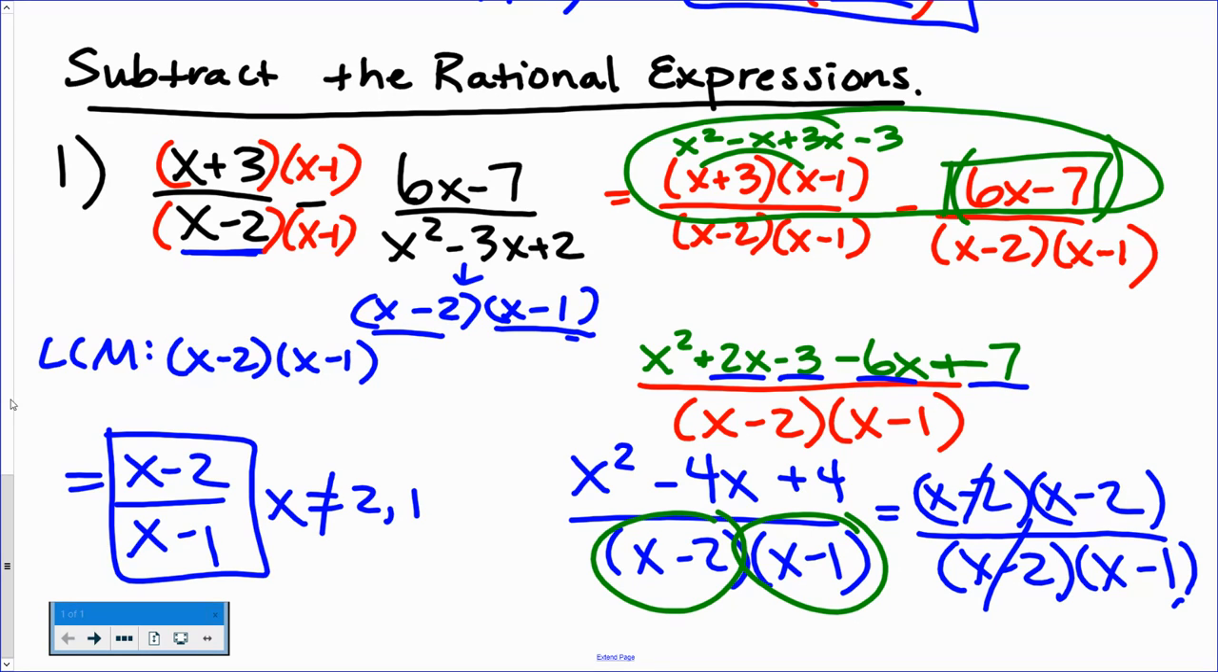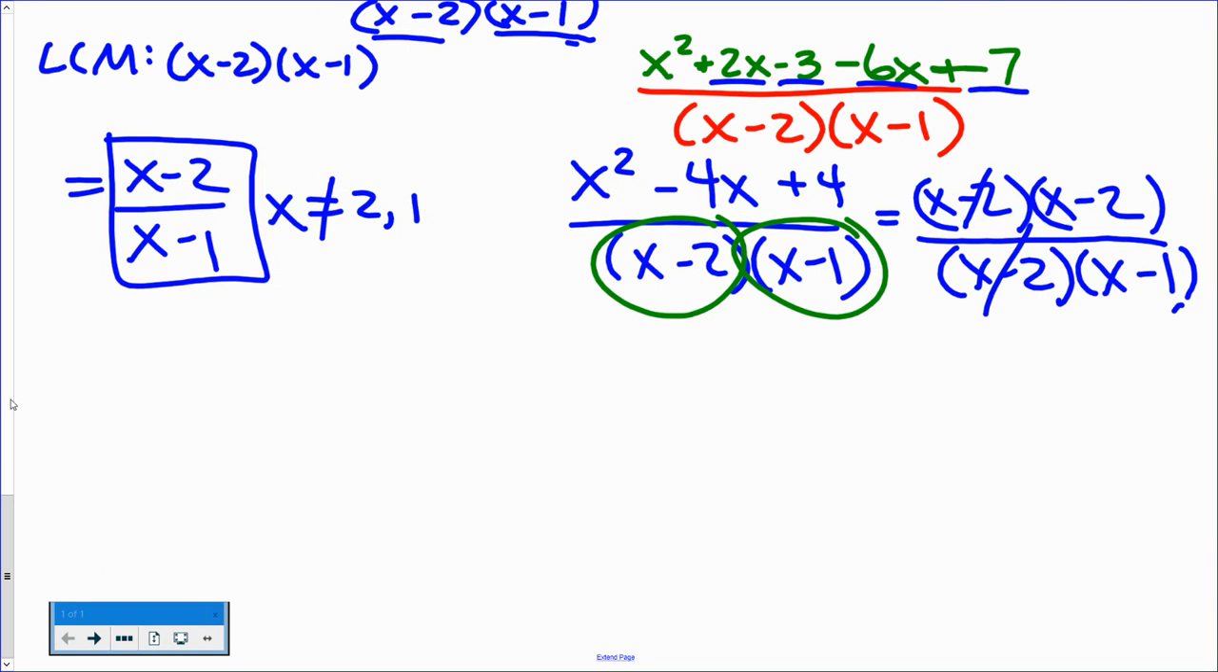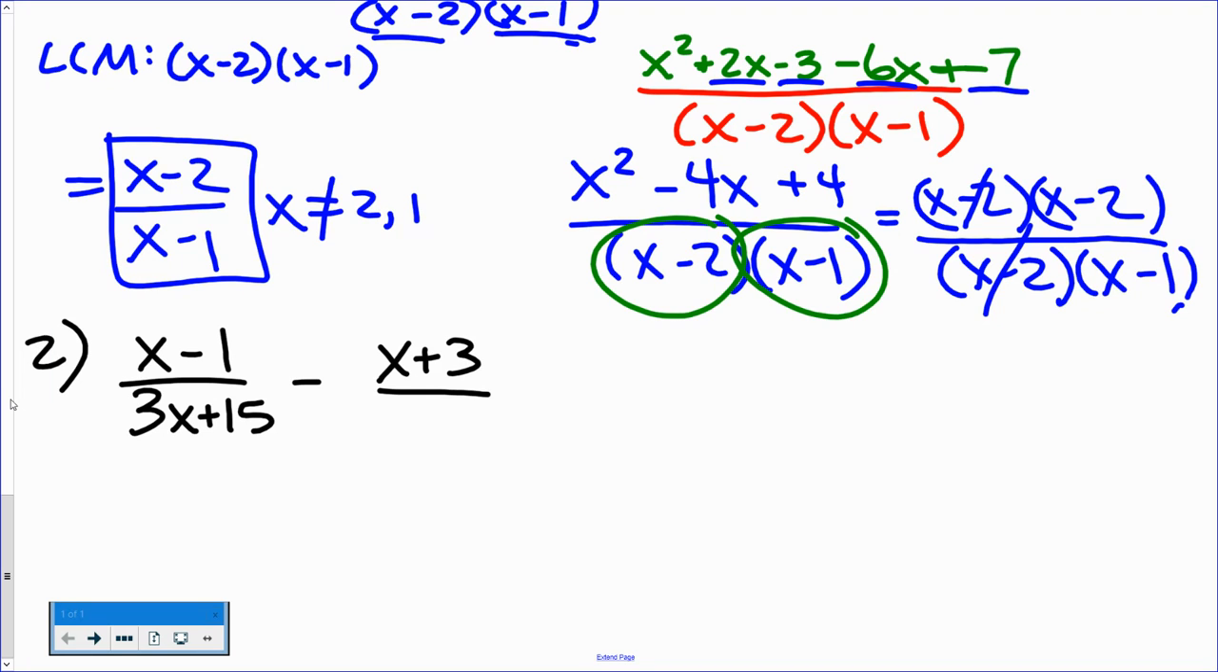Okay, I'm going to go ahead and do one more. So I'm just going to subtract again. If that all made sense and you want to be done with the video, go for it. If you need to see another example, here you go. If you want to write it down, pause it, try it on your own. So I have x minus 1 over 3x plus 15 minus x plus 3 over x squared plus 6x plus 5.